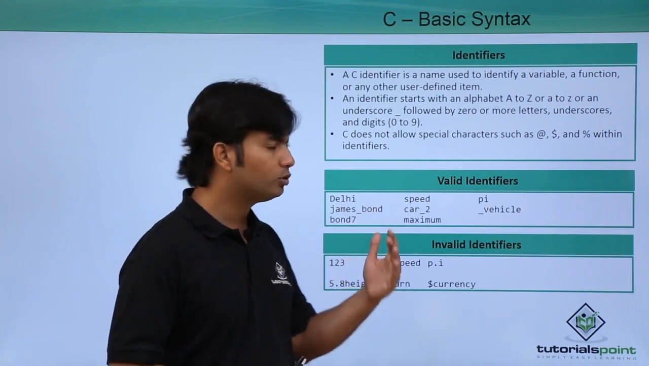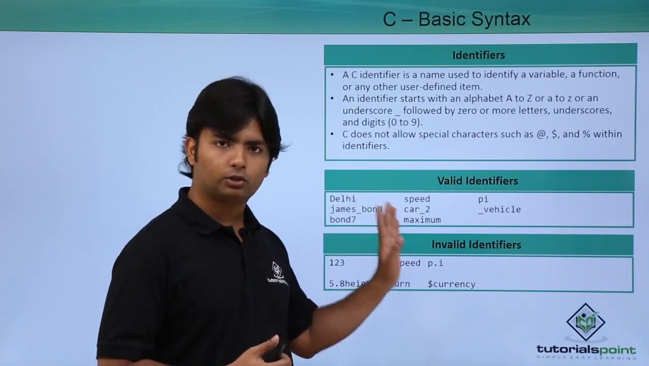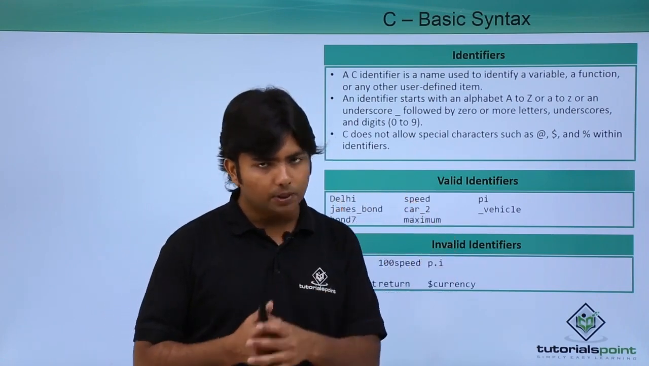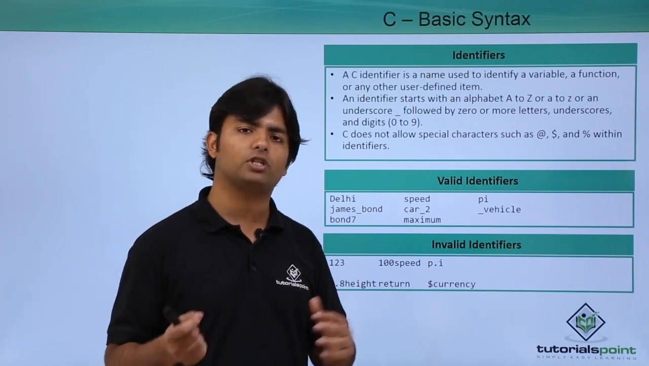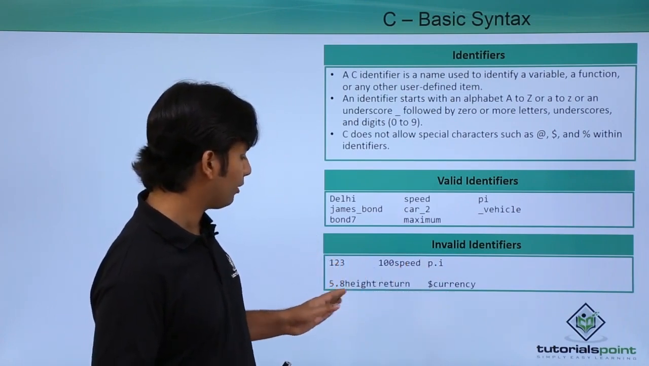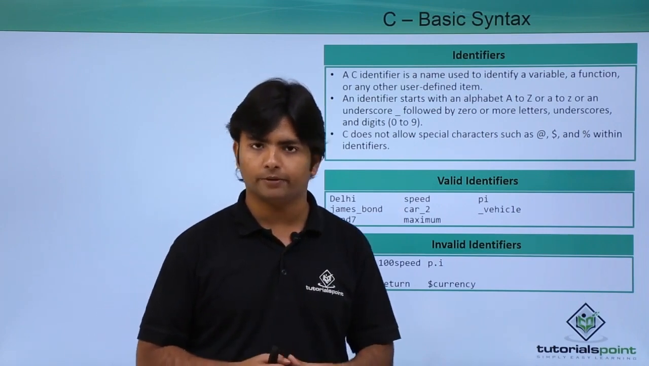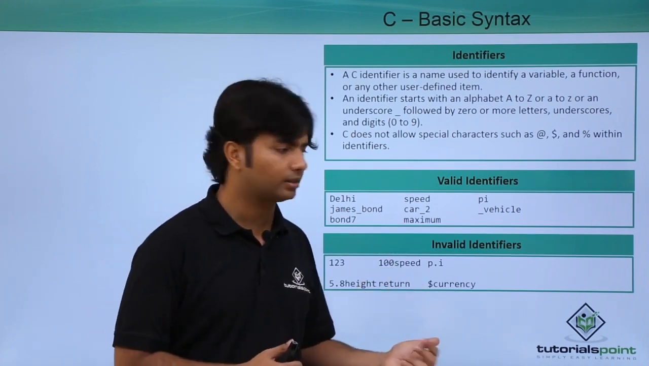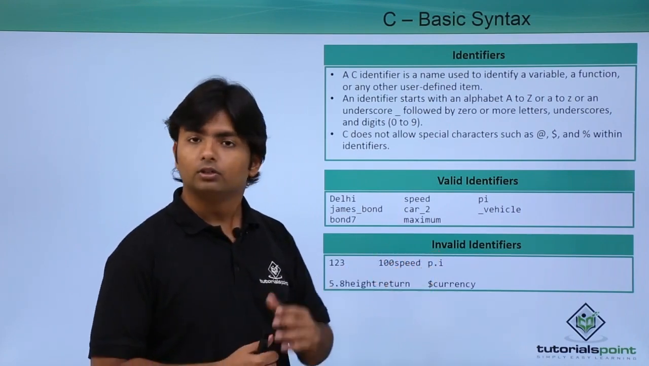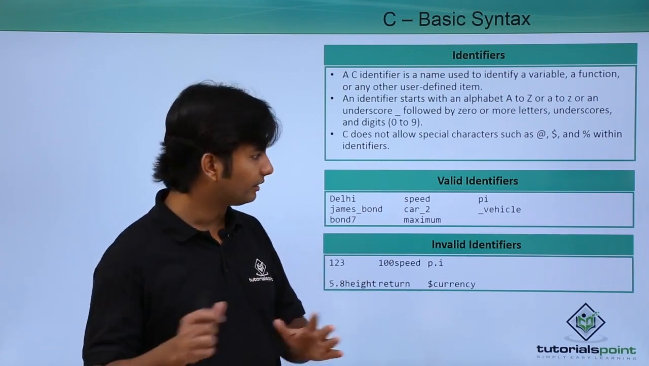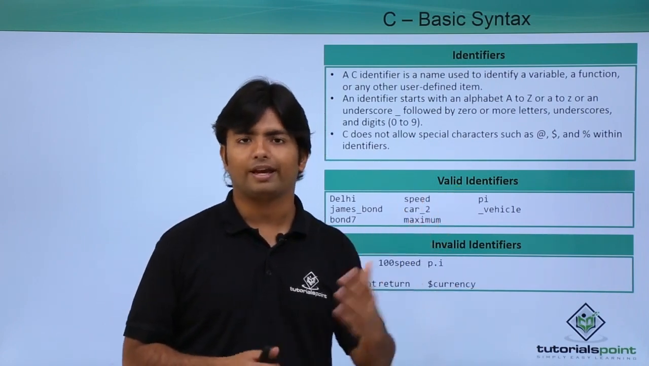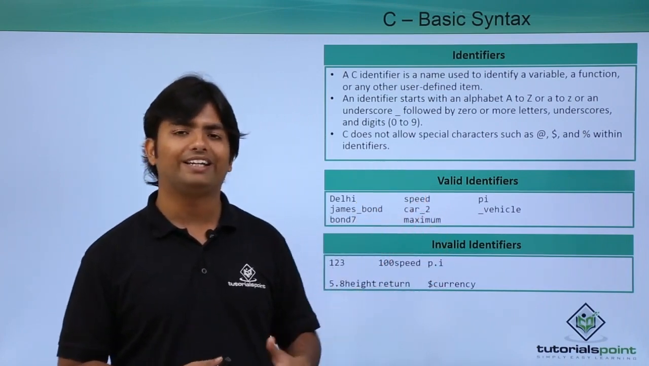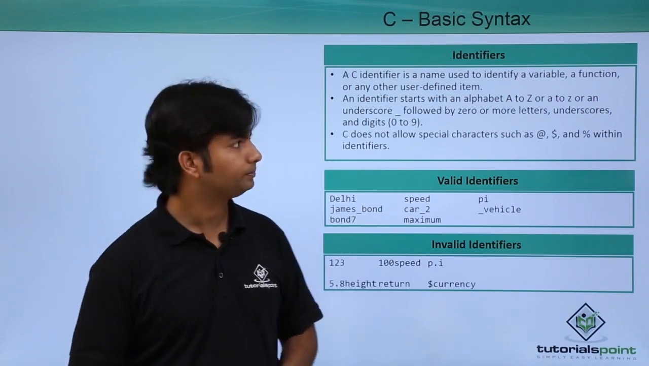After that, if you want to use any number also, you can use it after some characters, like here bond7car_2, but you cannot start a name with a number, like here 1235.8height. That should not be there. Apart from that, there should be no space in the name. There should not be any special character like dollar or decimal. As I said, only underscore will be accepted. So these are the basic things you should keep in mind while giving a name to any identifier.